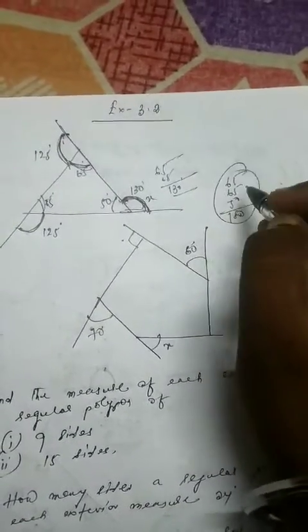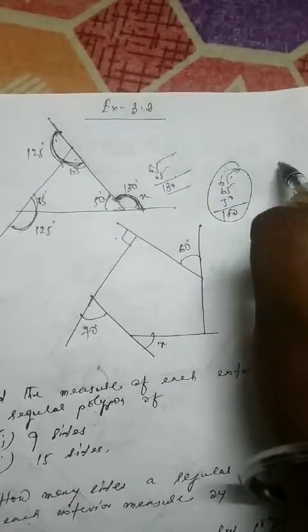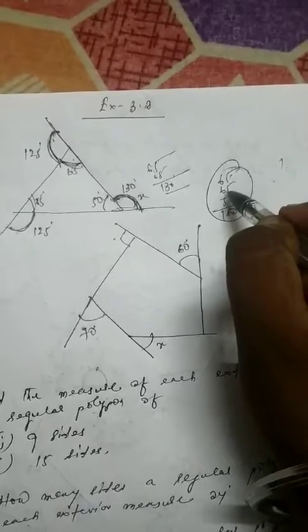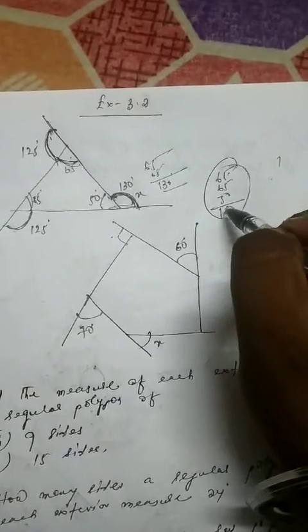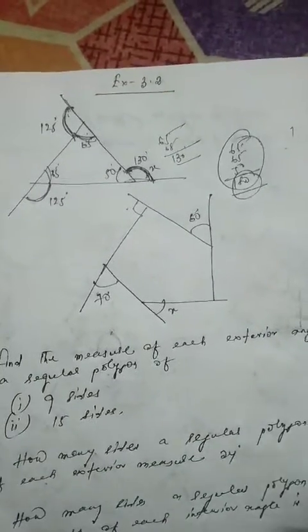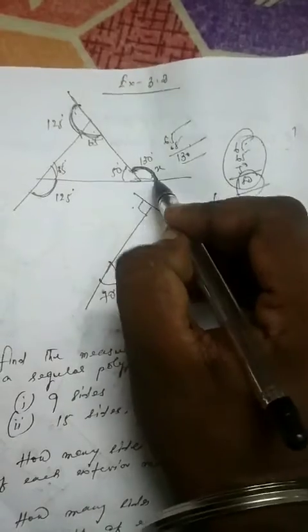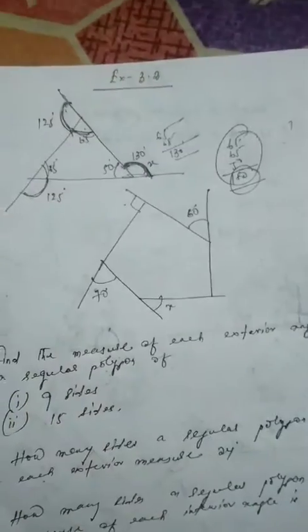It means it's forming a triangle. 65 plus 65 is 130, plus 50 is 180 degrees. This is how we find the measure of each exterior angle, the value of x, which is given in this particular figure.